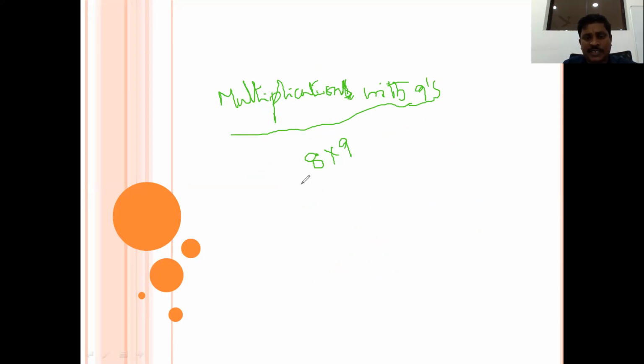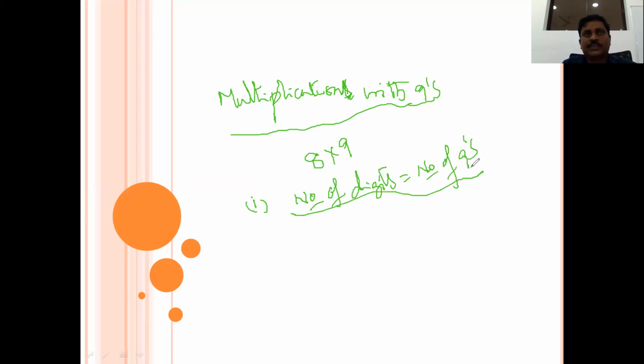In multiplication with nines, there are 3 cases. The first case is when the number of digits in the multiplied number is equal to the number of nines. Now 8 into 9. Here 1 digit is there, on the right side also 1 digit. So the count of digits is the same. Now how to multiply in a shortcut way? Here the number is 8. 8 minus 1 is 7. Subtract this 7 from 9. 9 minus 7 is 2. So 8 times 9 is 72. You get that value.